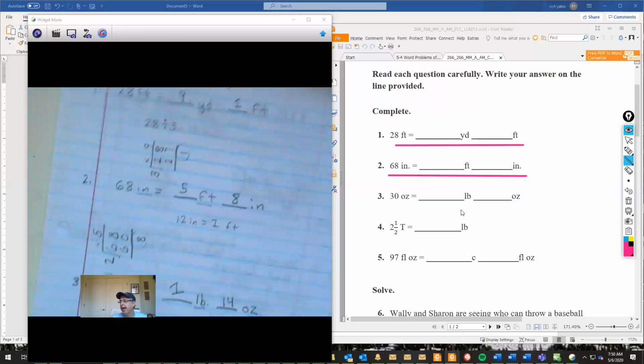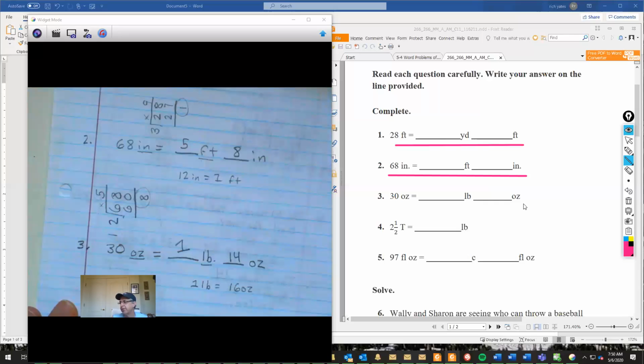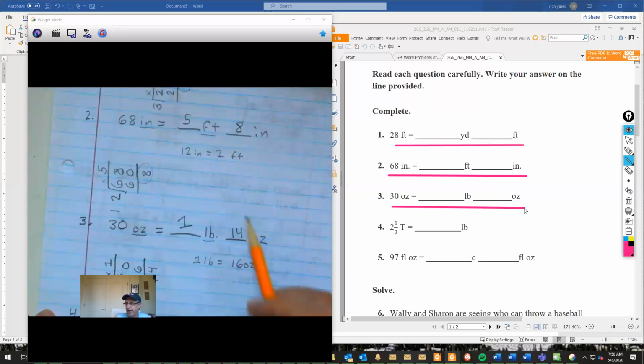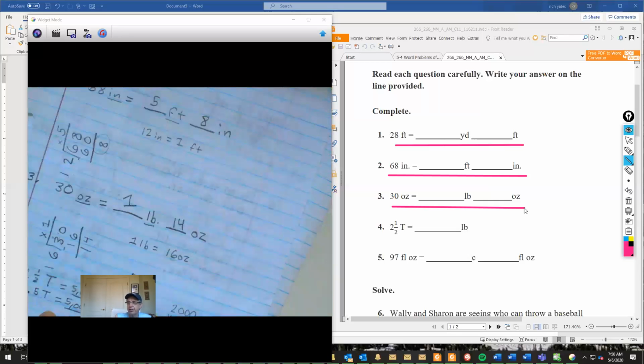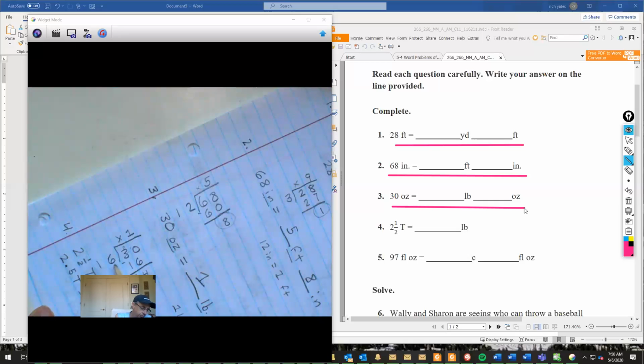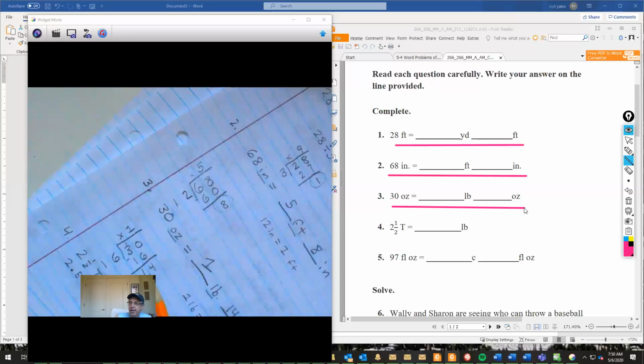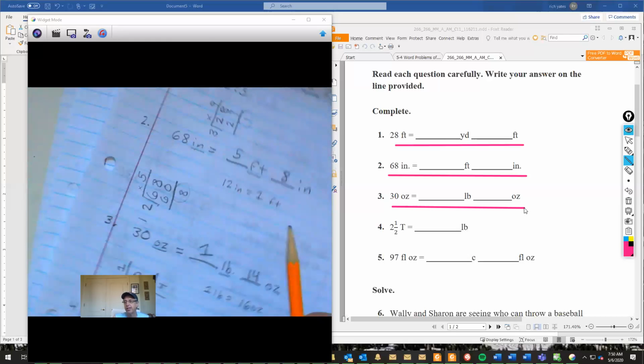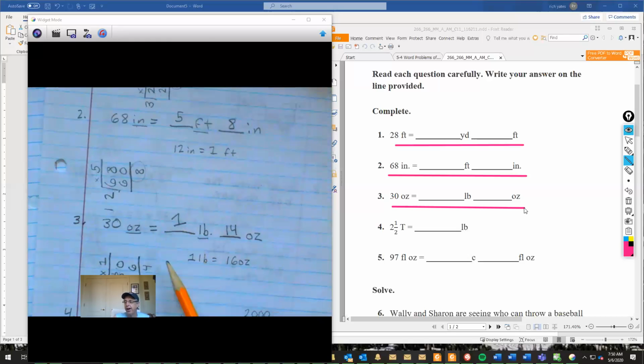For number three, I have 30 ounces equals pounds and ounces. Again, it looks like I'm going to have a remainder because they're giving you the ounces right here. I know that 1 pound equals 16 ounces, so I'm going to divide 30 by 16, which equals 1 pound with a remainder of 14 ounces. So for number three, it's 1 pound, 14 ounces.